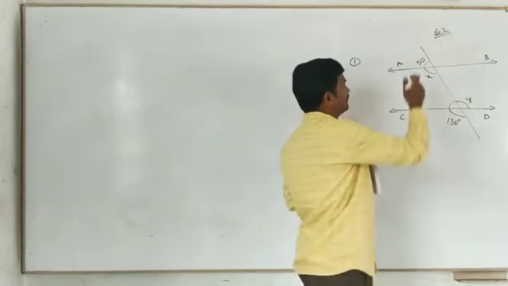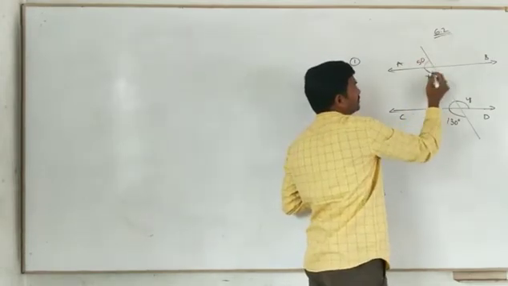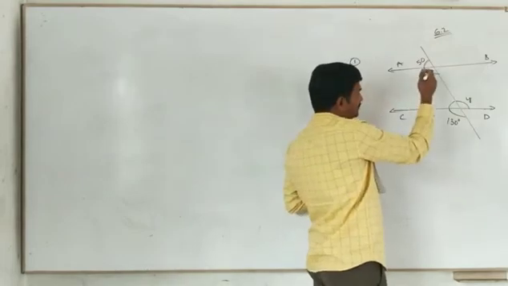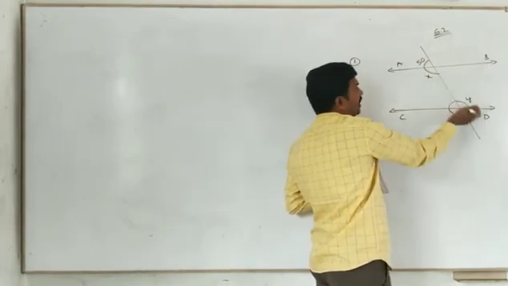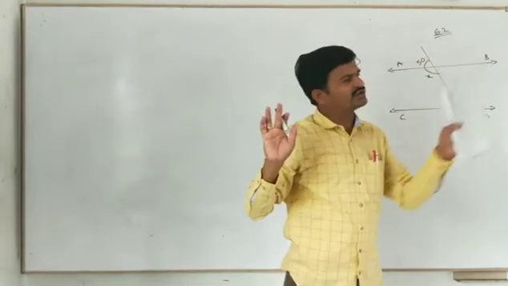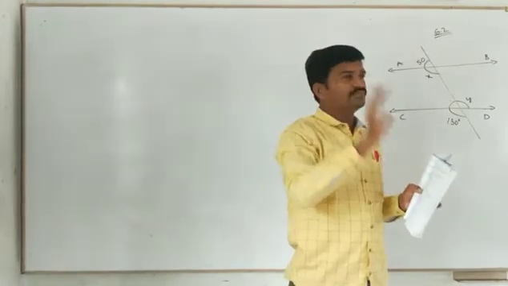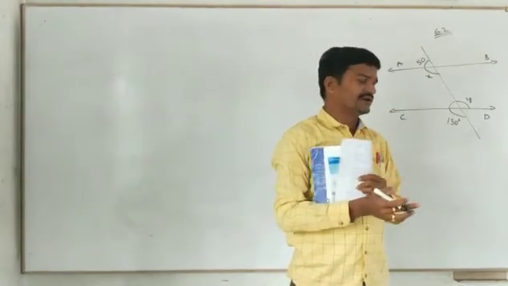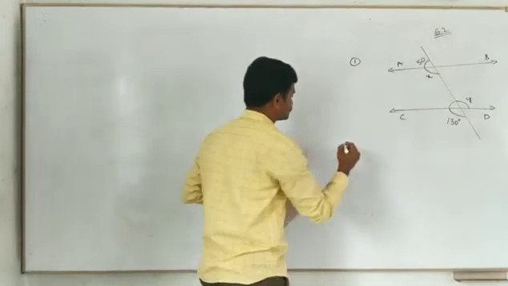Are you clear? If it is 50, this is how much? 130, because it is a straight angle, or not? Yes, sir. 130. If it is 130, this is how much? 130, alternate interior. Anyway, you can do it. The choice is yours. Are you clear? But you should get the exact answers. That is the first one.